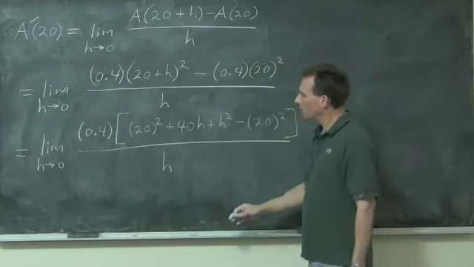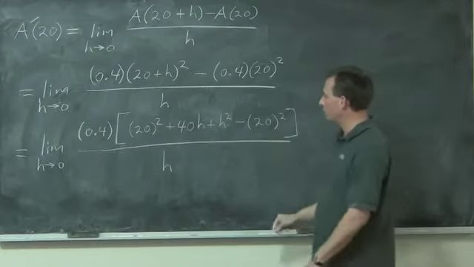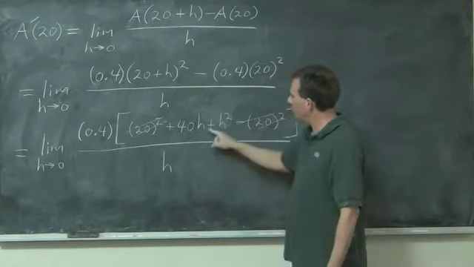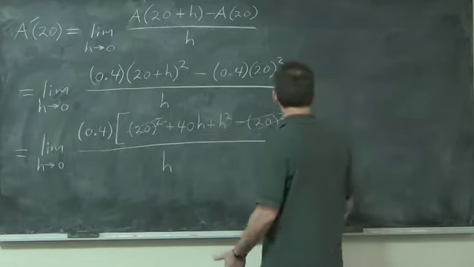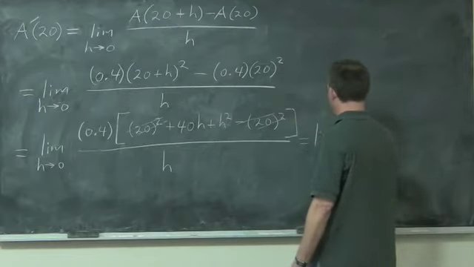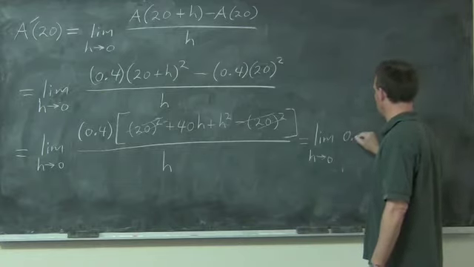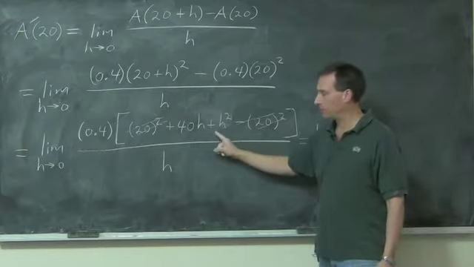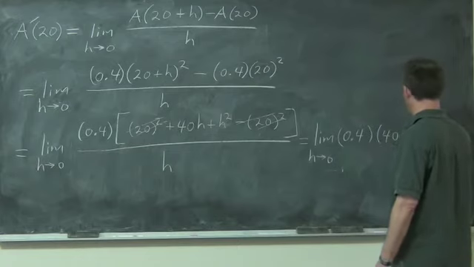What do you get? The 20 squareds cancel. Here's a plus 20 squared and a minus 20 squared. Those cancel. And then you can factor out an h from here and here and cancel it with this h. And so what you're left with is the limit as h approaches 0 of 0.4 times, you factor out an h from each term, cancel it with that, you get 40 plus h.